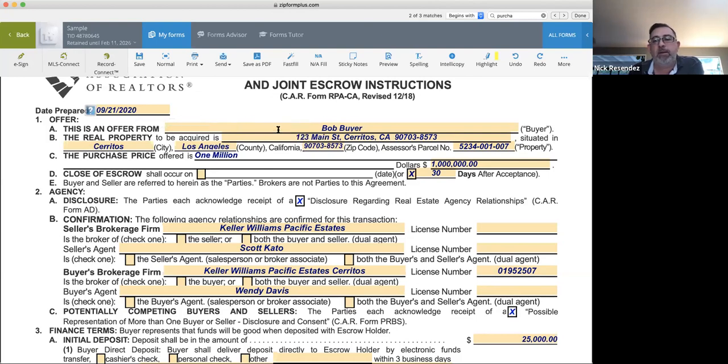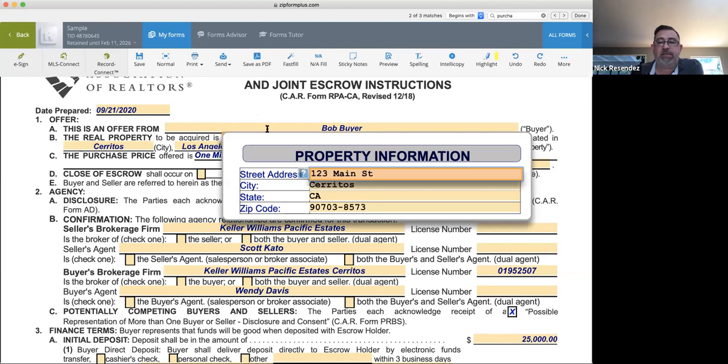Offer from buyer, right? And usually you will have filled all this stuff out on your cover sheet because you're using templates and cover sheets. If you don't know what that means, shoot me a text and I'll send you a link to the template video. Real property to be acquired is, here's our address, right?